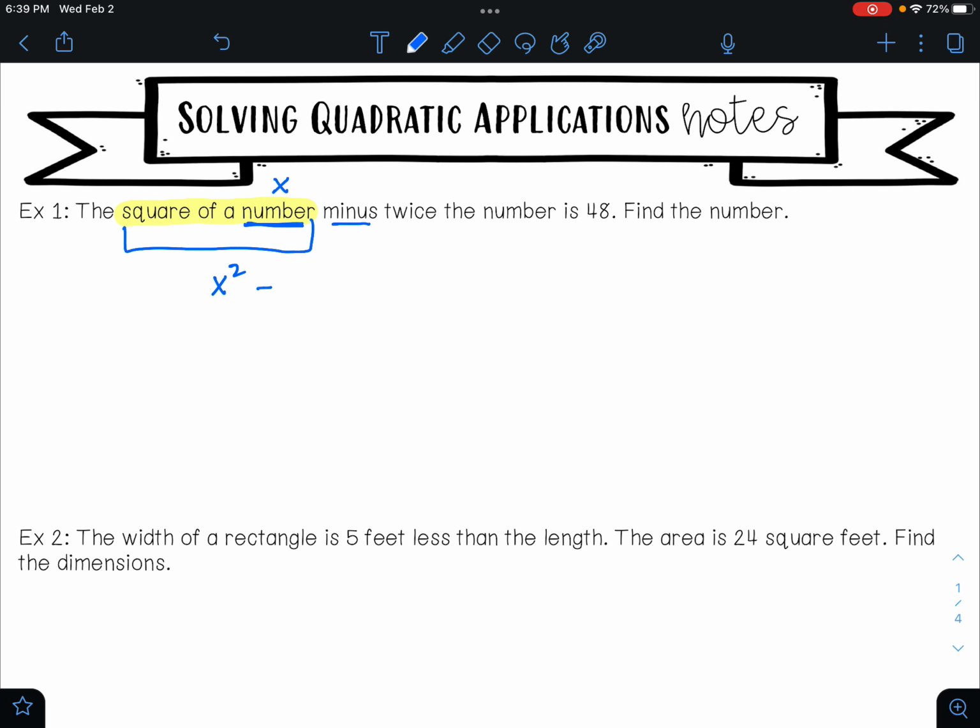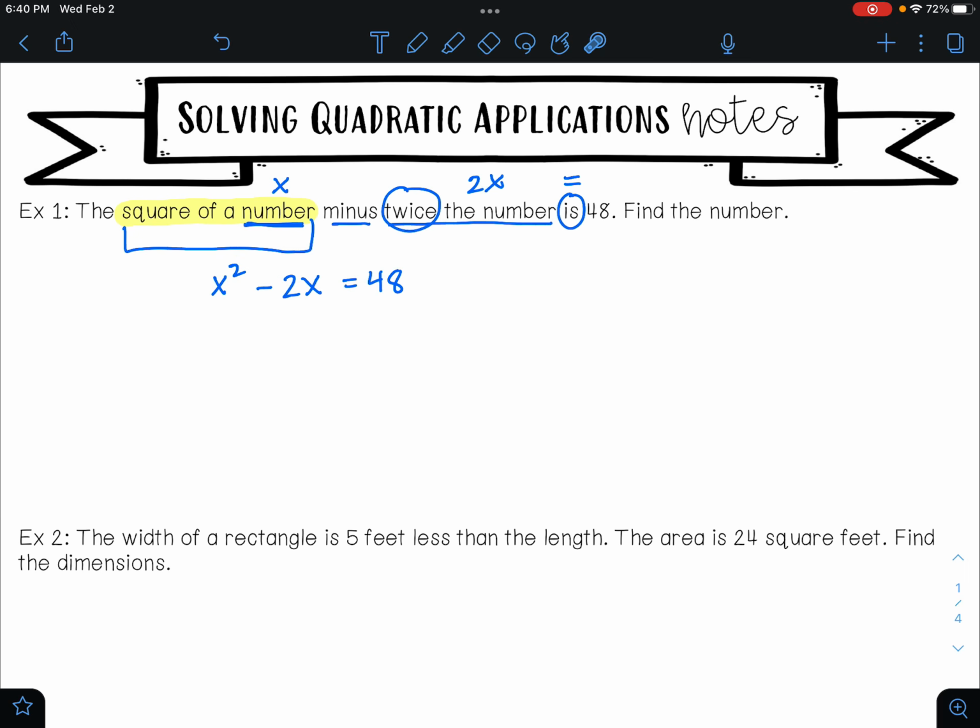Minus means we're subtracting twice the number. Well, if the number is x, then twice x means that it's 2x. So x squared minus 2x equals 48. So this is our quadratic equation. Remember, it's quadratic because our highest exponent is 2.